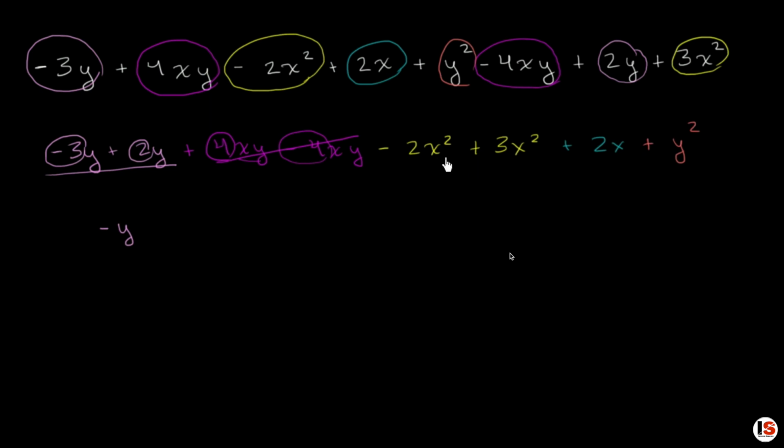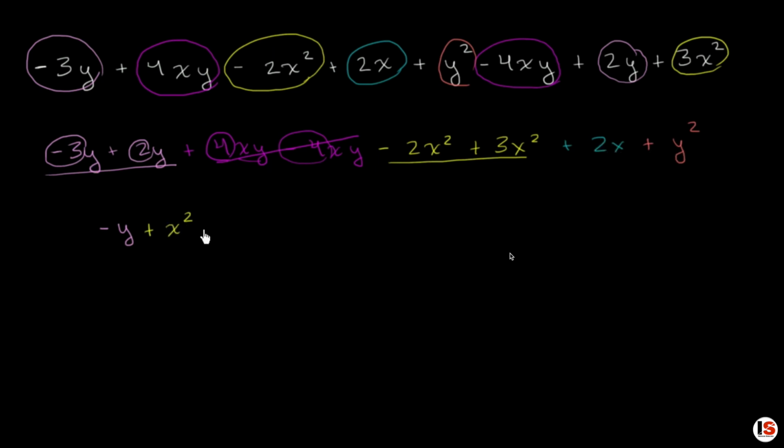Then right over here, I have my x squared terms. Negative 2 plus 3 is 1. Or another way of saying, if I have 3 x squareds and I were to take away 2 of those x squareds, I'm left with 1 x squared. So this right over here simplifies to 1 x squared, or I could literally just write x squared. 1 x squared is the same thing as x squared. So plus x squared. And then there's nothing really left to simplify.